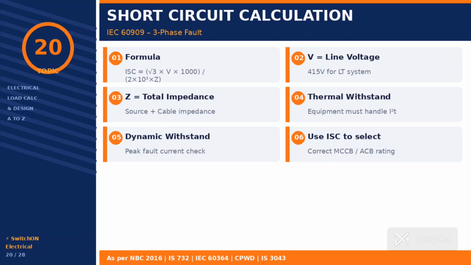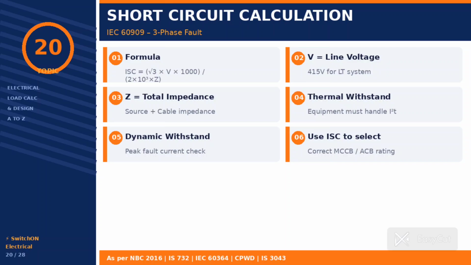For this also I'm planning to make a separate video on short circuit, how to calculate short circuit, and on that basis how to select the cable and all. I will give you a separate video. But let's see in simple terms that the formula for short circuit ISC will be √3 into V into 1000. 1000 is there because usually we take voltage in kilovolts, so it is multiplied with 1000, divided by 2 is line and neutral, then into 10⁻³ into Z.